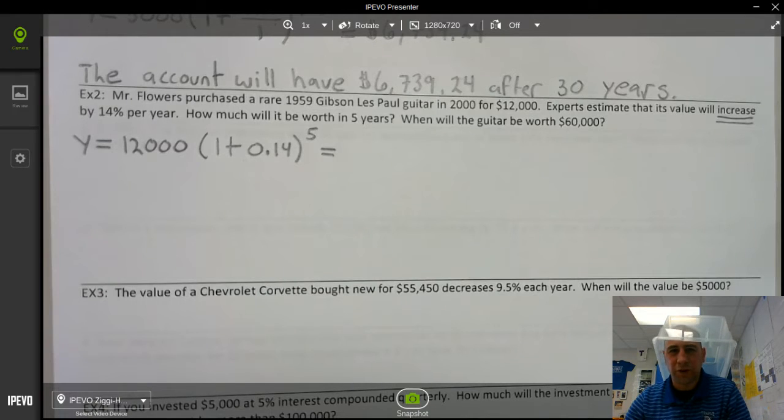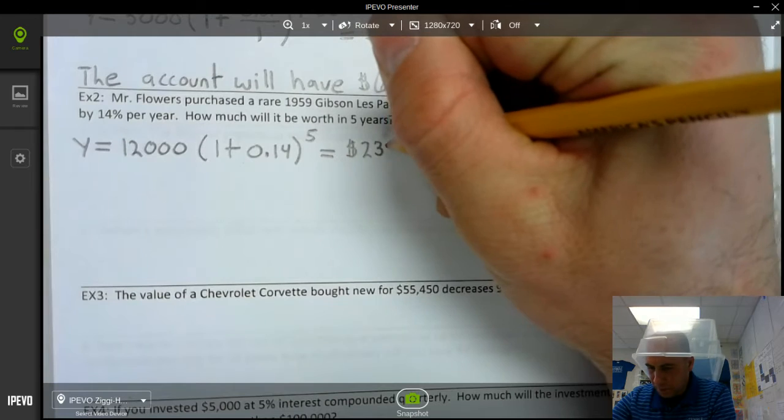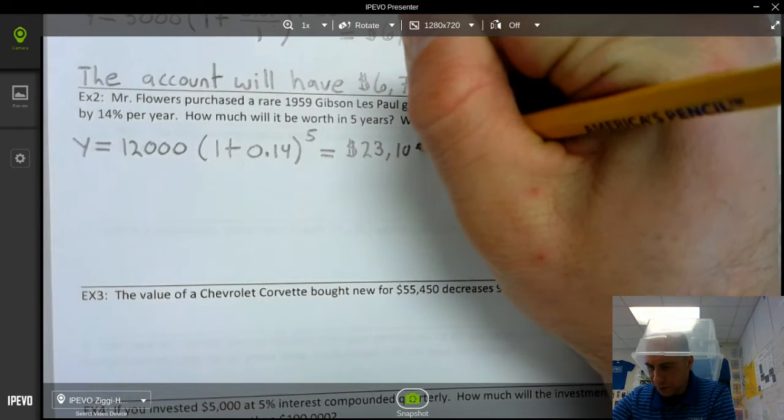So at this point, I've already showed you how to put one of these in the calculator. You can either just use your Desmos, so you can use the Inspire. If you're in class, you can use the Inspire. If you're at home, you can use Desmos, but you can plug this into the calculator. So I'm just going to do that. 12,000 parentheses 1 plus 0.14 raised to the 5 years is $23,105.